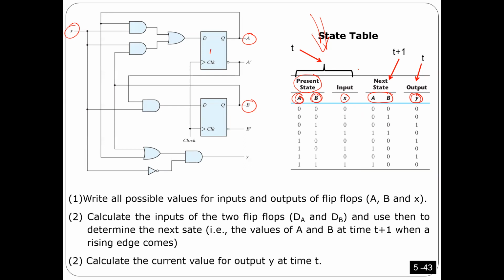Same thing here. If you look at the next one, let's look at this one, for example. This one means the current state is 0, 0, A and B are 0, 0, and X is 1. Is that okay? So the current value for Y is 0 before the clock. When the clock comes, we're going to move from 0, 0 to 0, 1. It's the new state.